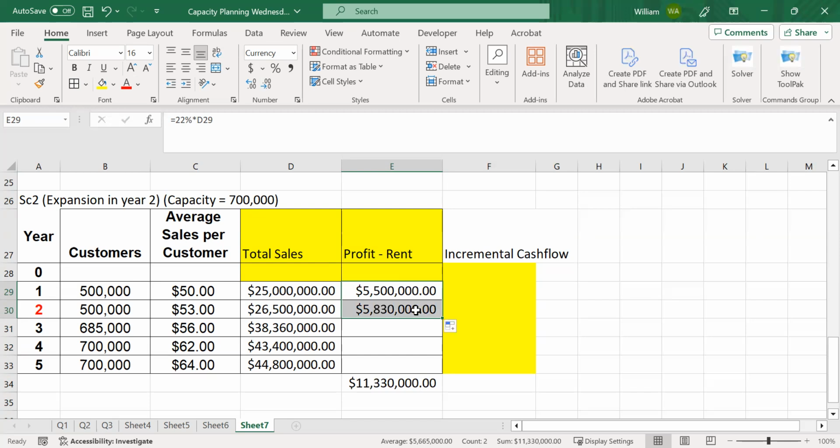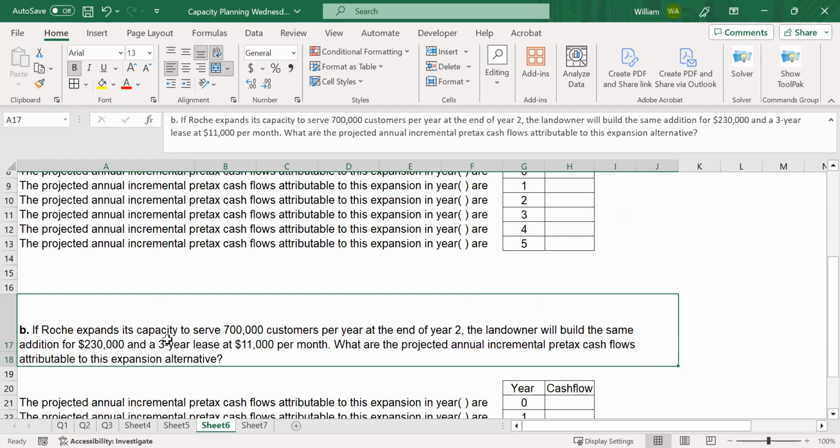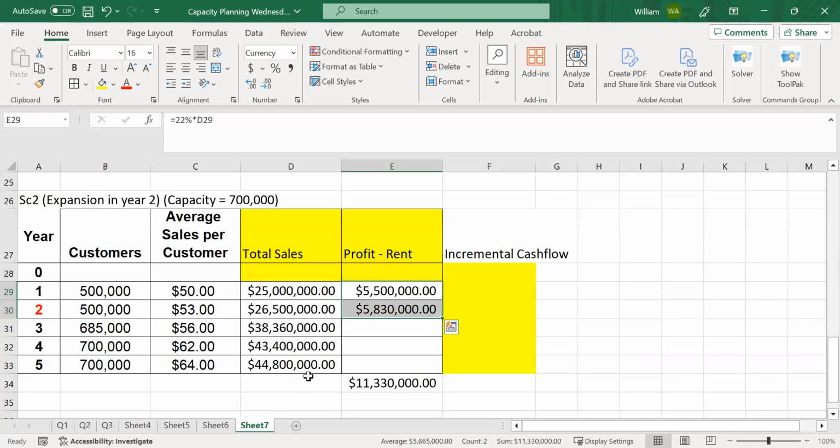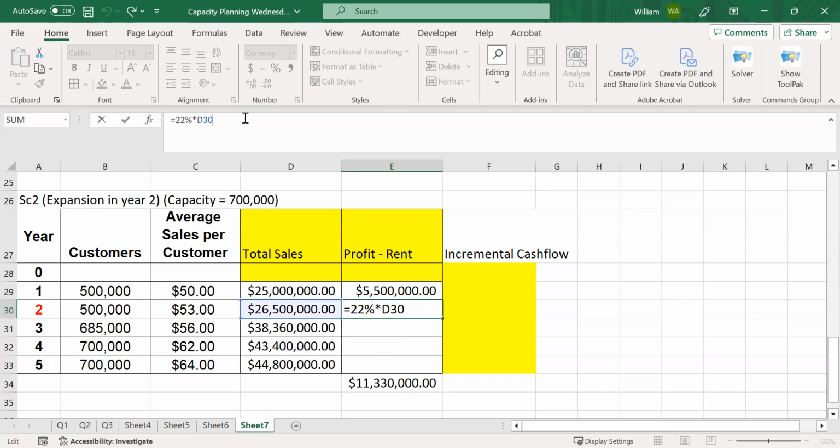The profit in year two is going to be $5.83 million. But at the end of year two, we are planning for an expansion. So there's going to be a cost here. And the cost of that expansion is $230,000. And after that, in year three, we're going to be incurring some rental expenses of $11,000 a month. So for year two, I need to subtract the cost of that expansion, which is $230,000, and I get a profit of $5.6 million.